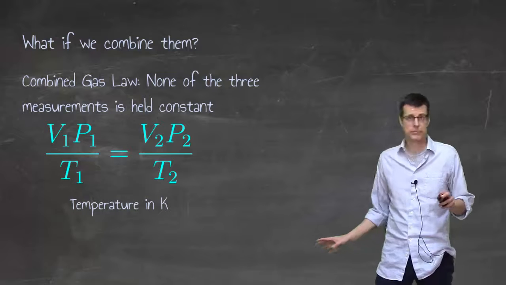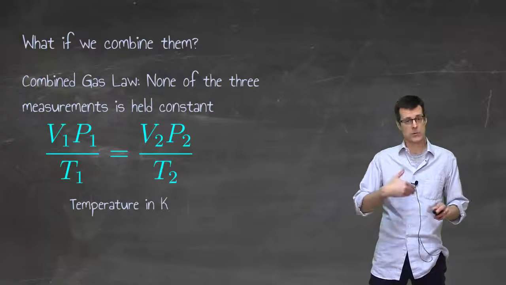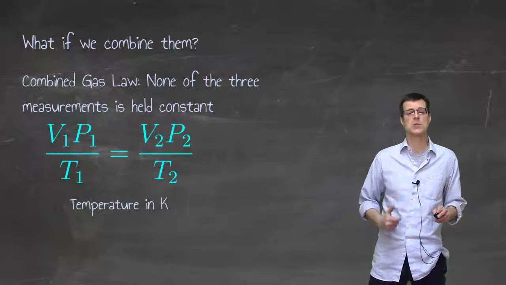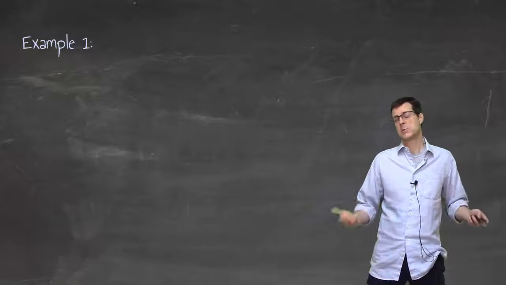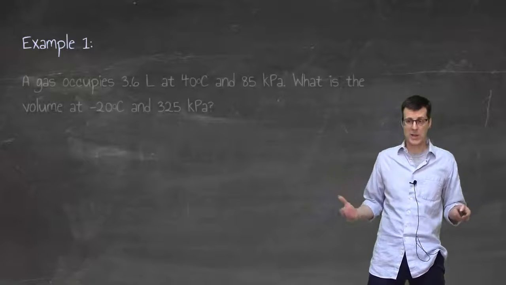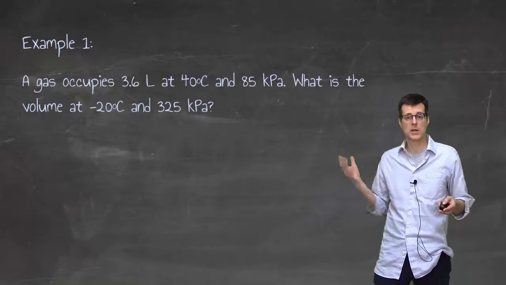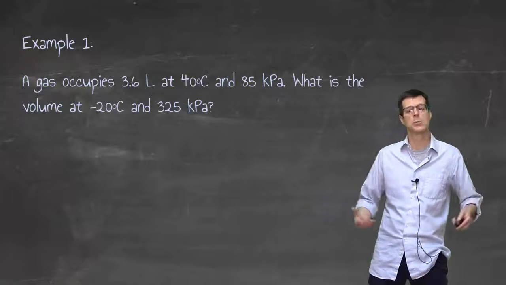Also, like two of the other three, temperature must be in Kelvin. Even though you'll be given a temperature in degrees Celsius, you must use temperature in Kelvin. So we're going to dive right into examples because you already know how to do gas law calculations. All that's going to happen now is it becomes a little bit bigger, and you'll recognize a combined gas law question right away because you'll be given more numbers, more information.